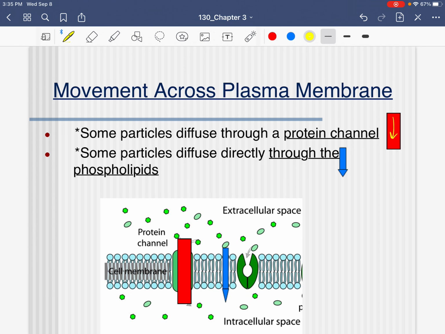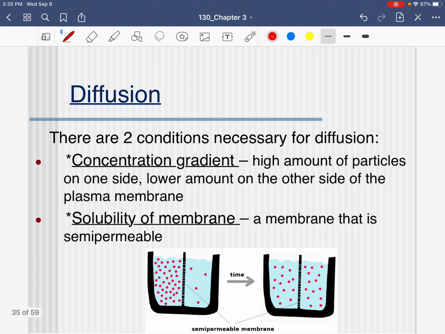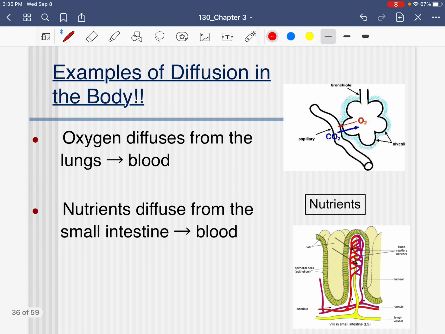Cool. Okay, this is what I was saying before. Some things diffuse through a protein channel. Other things can diffuse right through the phospholipids. Either way, it is passive, moving from high to low. There has to be a concentration gradient, and there has to be at least a semi-permeable membrane.